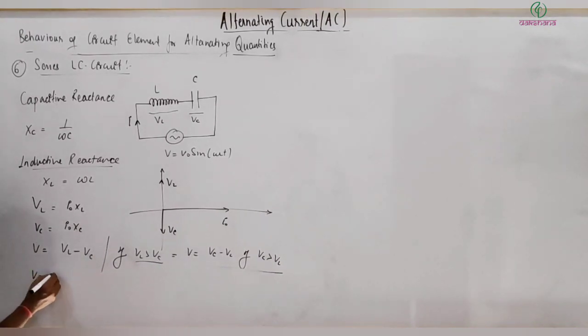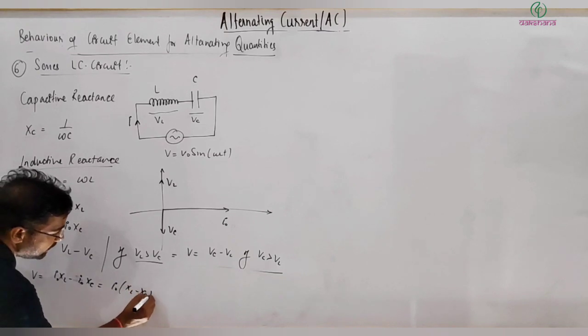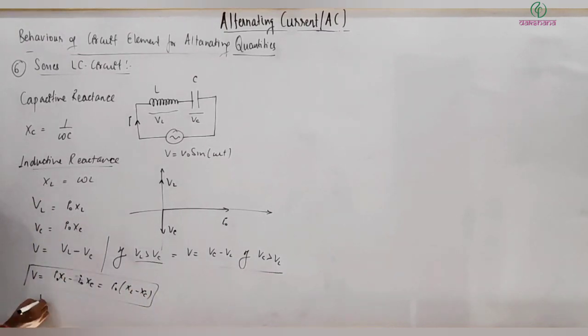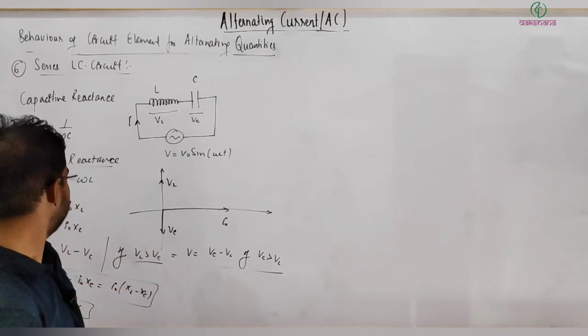Then I can write V is equal to I naught into XL minus I naught into XC, and that is I naught into XL minus XC. Here XL minus XC, you can write it as X, or you can also write it as Z. So simply, the impedance I can call it, actually it will be the reactance of the circuit, which I can simply write as X. The reactance of the circuit is the difference of whichever reactance is dominating minus the other. So this is the situation.